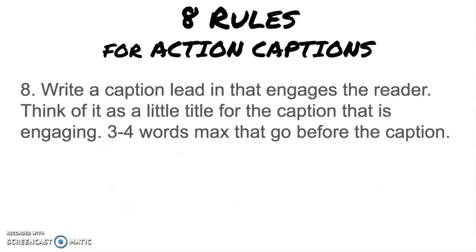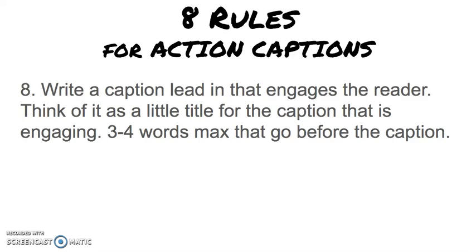The last rule is that once you have that caption, we also write what we call caption lead-ins. And a caption lead-in is like a little title, a little headline for your caption that engages the reader. Think of it as a little title. And it's 3 to 4 words that go before the caption that sort of tease what the caption's about, that draw the audience in. It's almost like a little title. Every caption you write needs one of these as well for us.